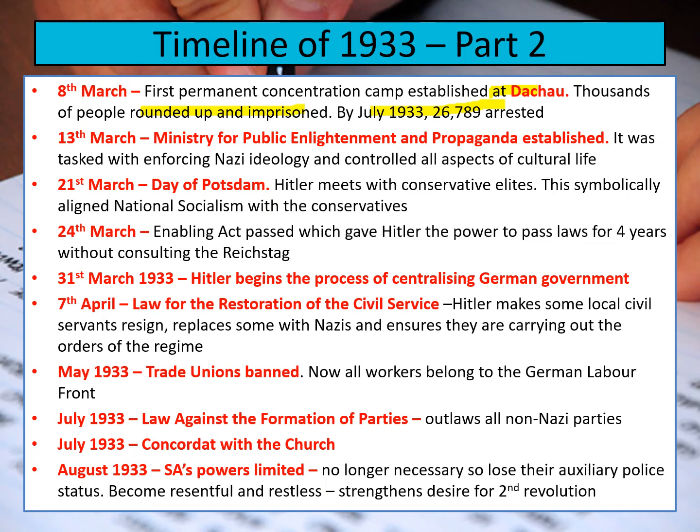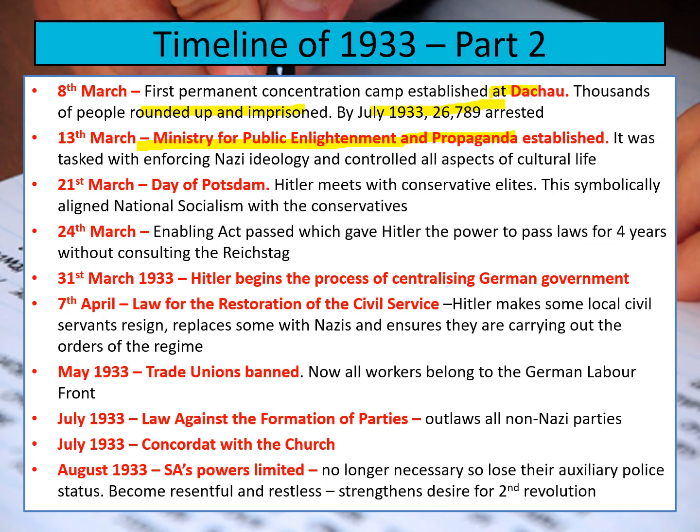Now, they also try to establish their dictatorship by making greater use of propaganda, and Hitler orders a new Ministry for Public Enlightenment and Propaganda to be established, and this is going to be run by Joseph Goebbels. It was tasked with enforcing Nazi ideology and controlled all aspects of cultural life. Don't worry if you don't know very much about that yet, because we're going to come back to that when we look at 4.2 and think about propaganda.